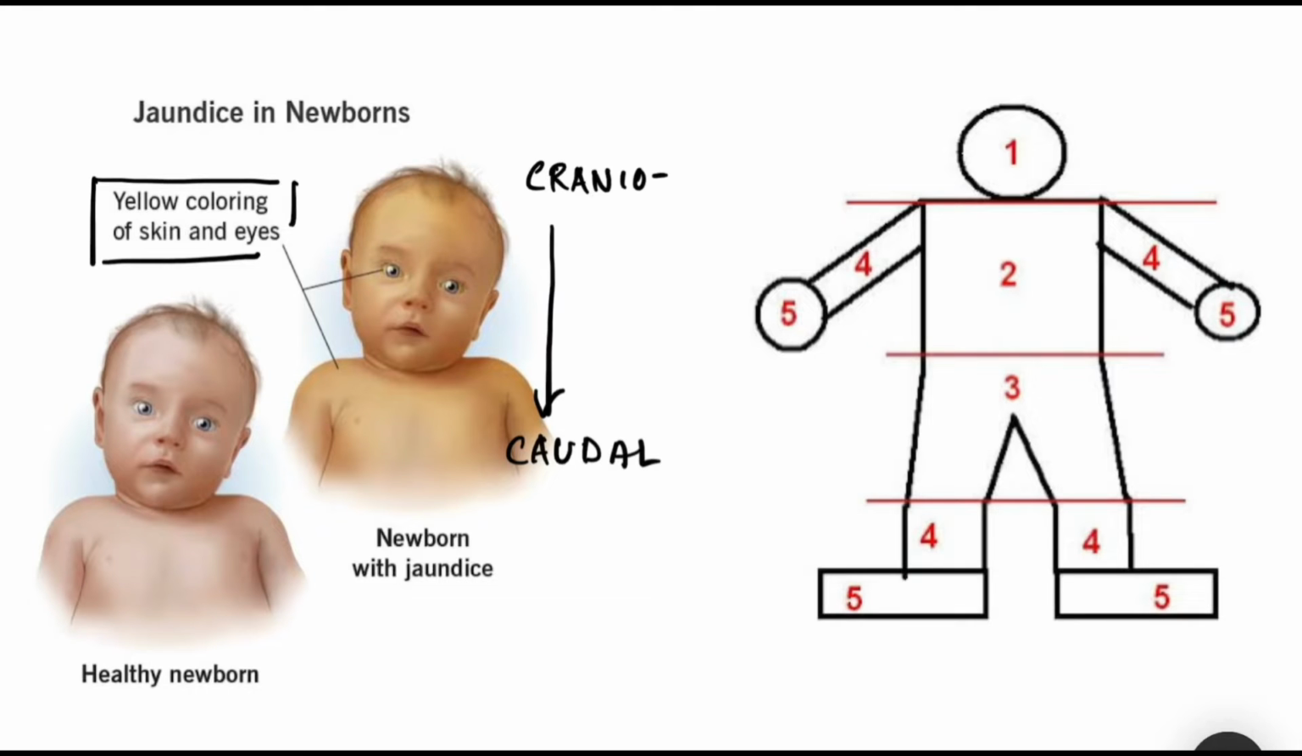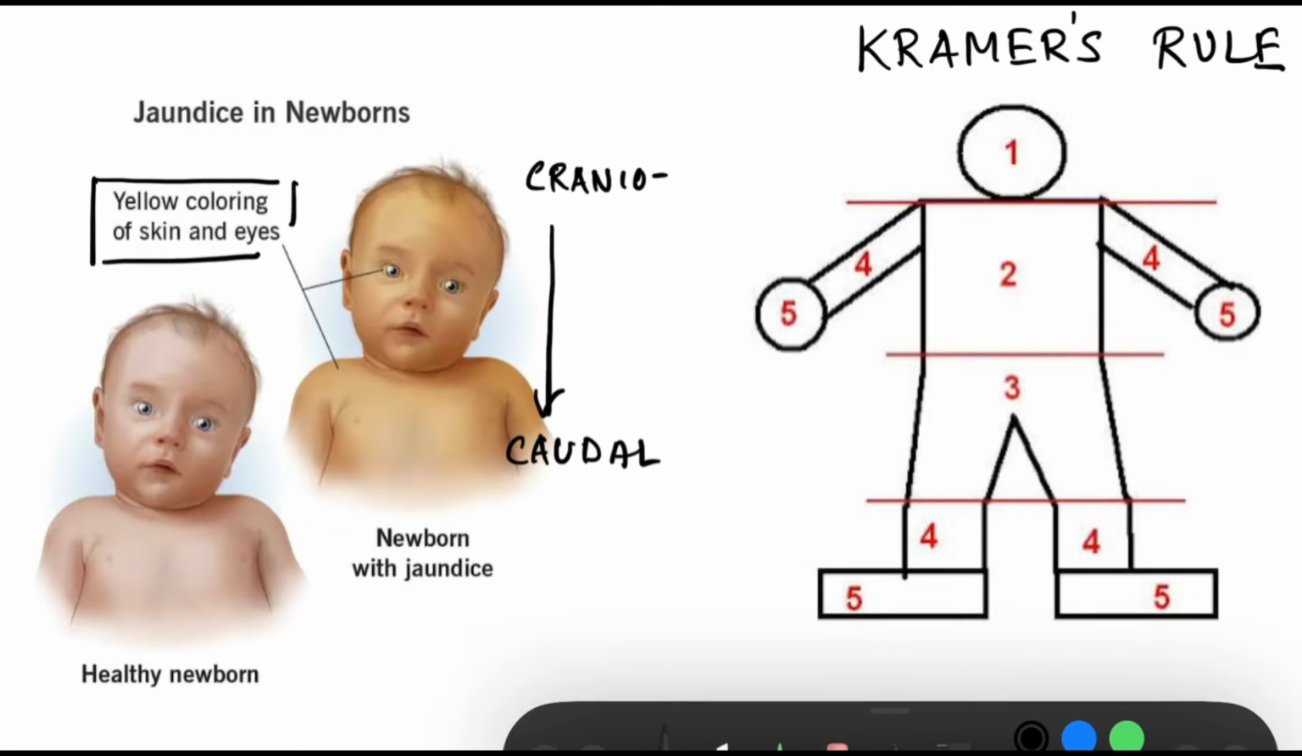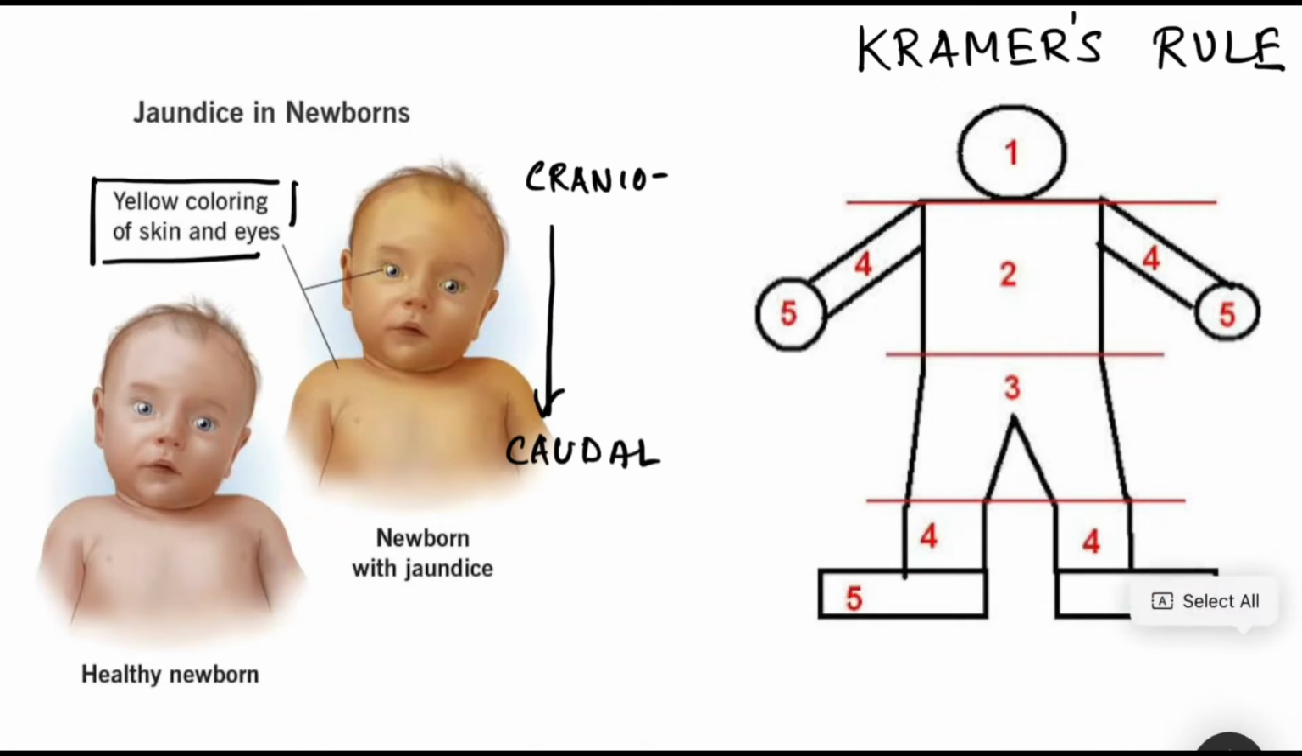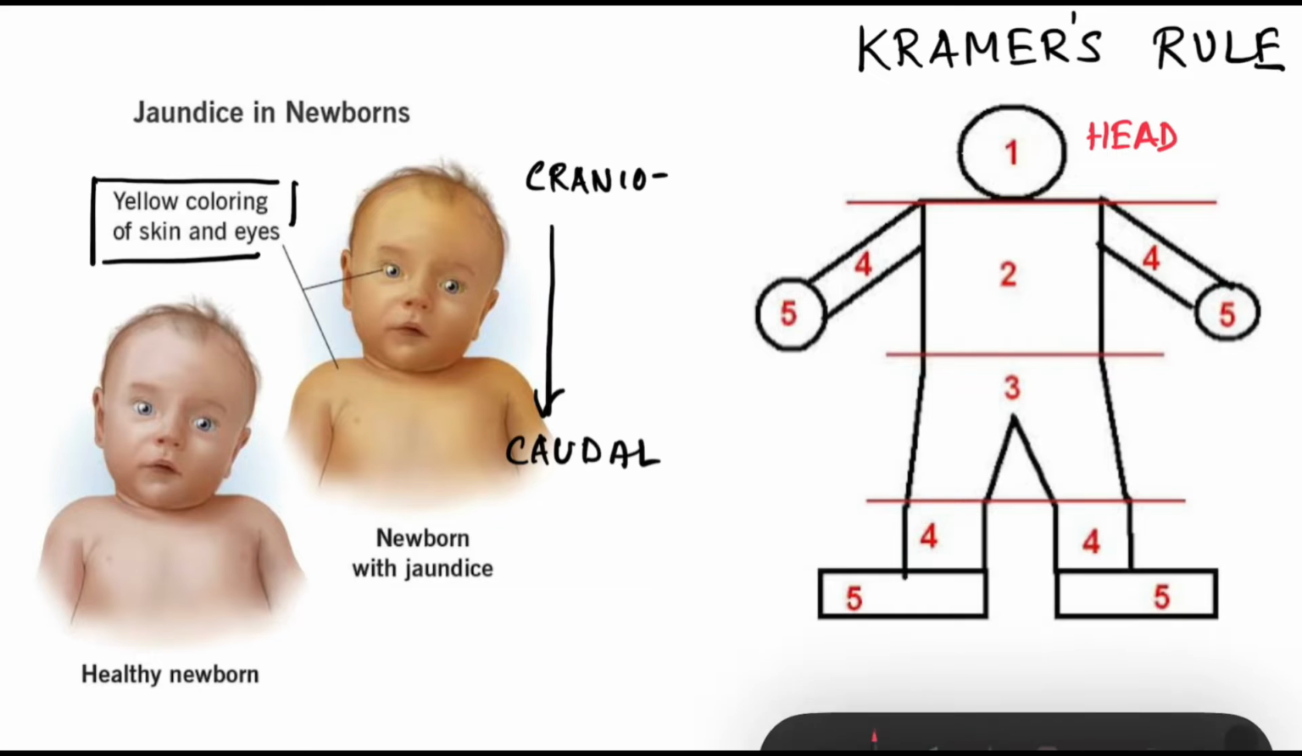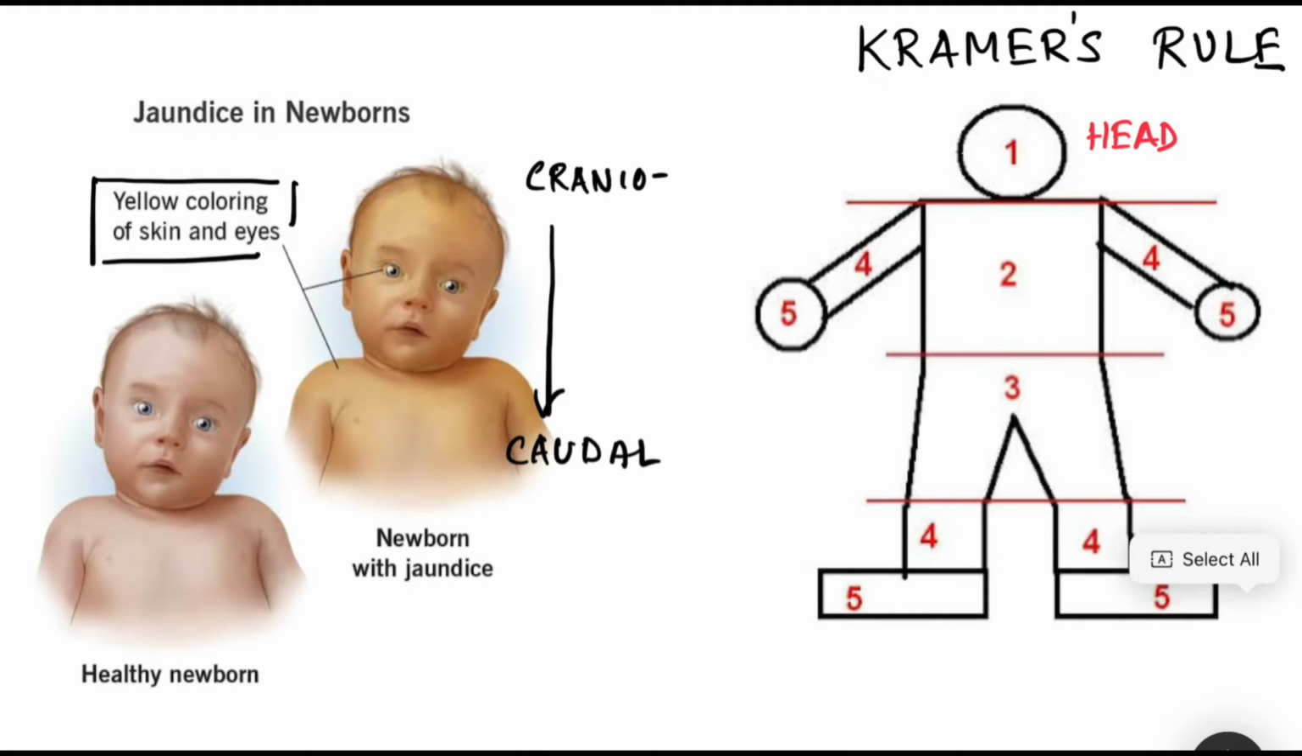So now there's a rule known as Kramer's rule, which tells us about the craniocaudal skin change in the jaundice of a newborn. For that, Kramer divides a neonate's body into 5 different zones. Of the 5 zones, the first zone is the head, which represents jaundice at a bilirubin level of around 5.